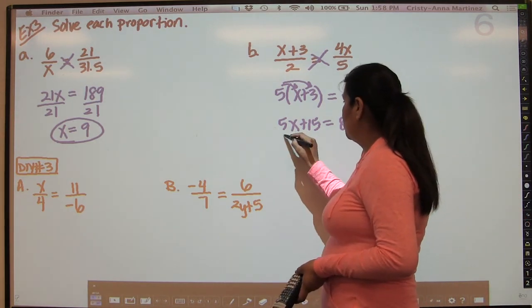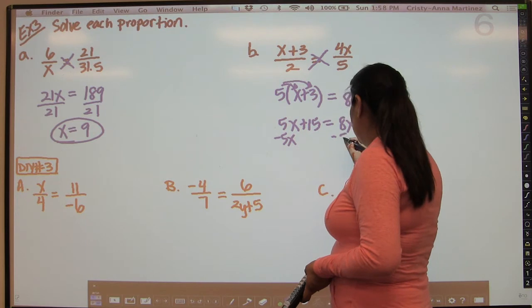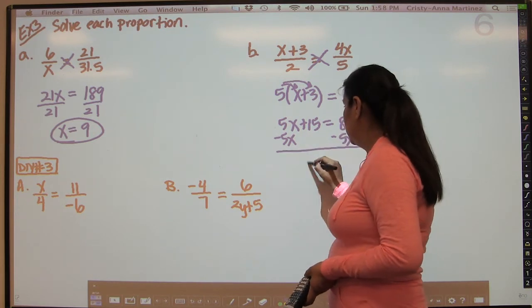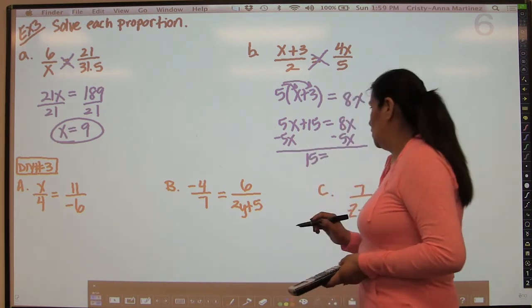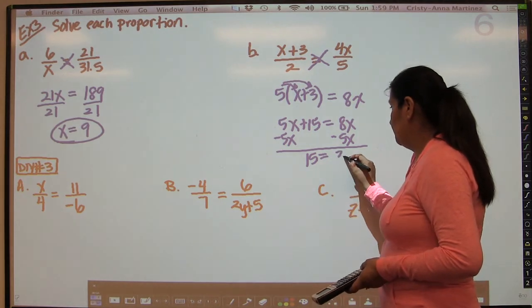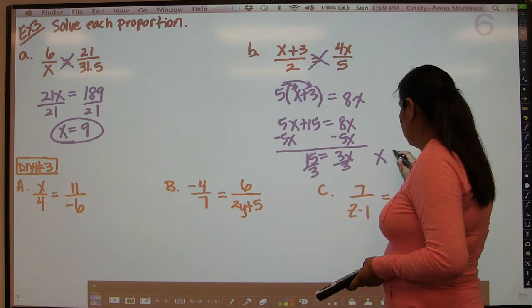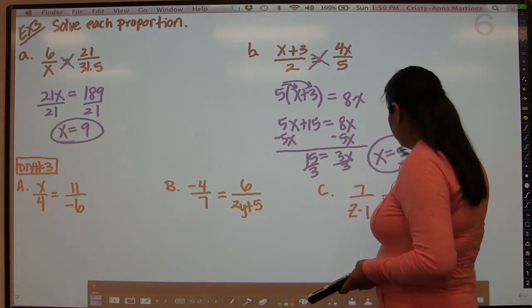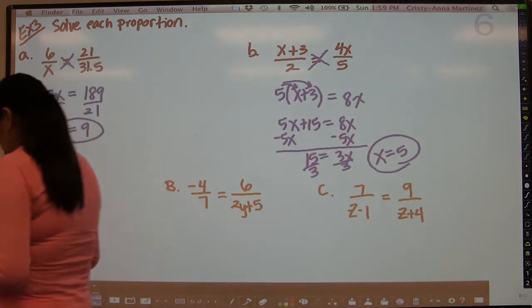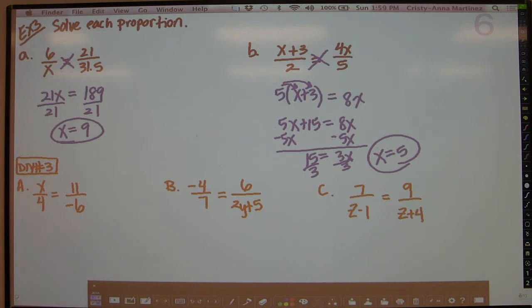So to combine our like terms, we're going to bring these 5x's to the other side with the 8x's. And that's going to give us 15 equals 8 minus 5, which is 3x. And when we divide both sides by 3, we get that x equals 5. All right, so in part A, we got that x equaled 9, and in part B, we get that x equals 5. So now I'll have you try do yourself number 3, A, B, and C.